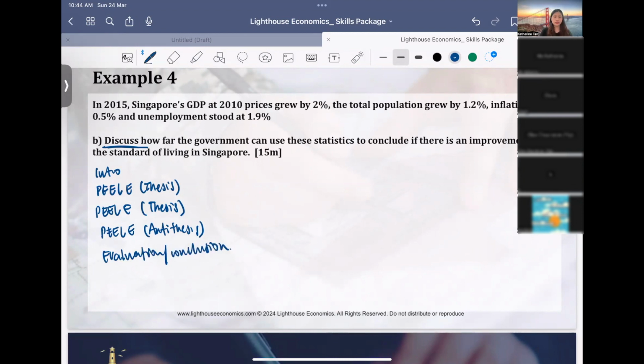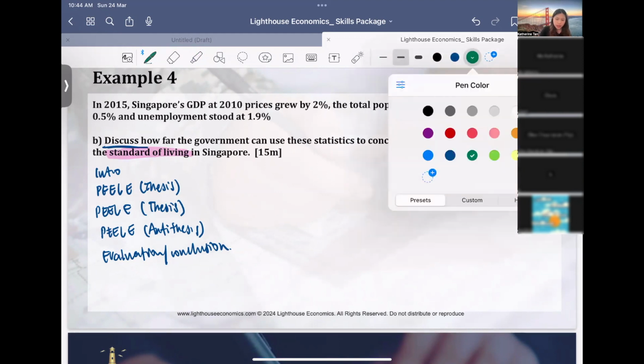Okay, so you know the structure's gonna look like that. How far the government can use this statistic to conclude if there's an improvement in standard of living. So what is the concept? It's gonna be standard of living. Remember, when we get any concept, you must break down the concept. So what is the standard of living concept?